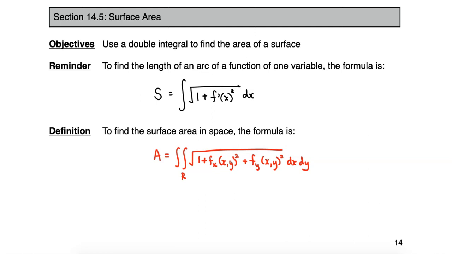Welcome to section 14.5, surface area. In this section, we are going to learn how to find areas of surfaces in space.